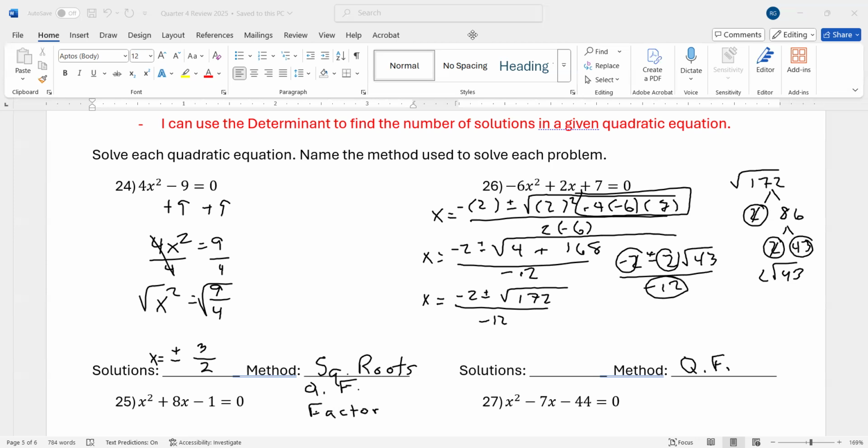Last step here. All those numbers can be divided by 2. So I'm going to go ahead and do that. So it's -1 plus or minus 1 radical 43. I don't need to write the 1, but you could. And -12 divided by 2 is -6. So that's 2 answers there. -1 plus or minus the square root of 43 divided by -6. Okay. Quadratic formula would be about the only thing you'd want to do there.